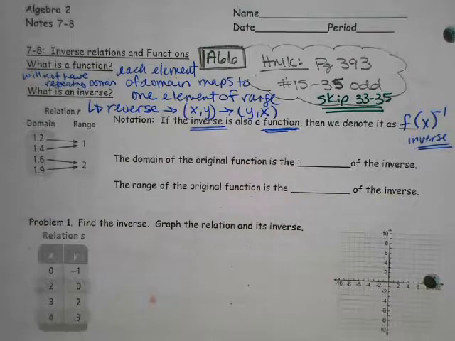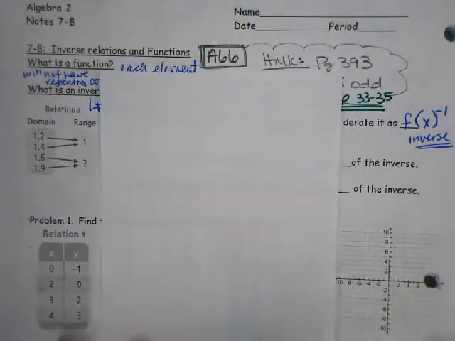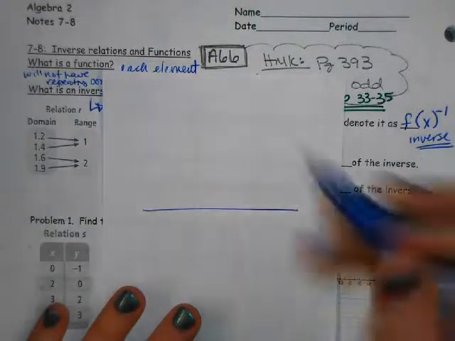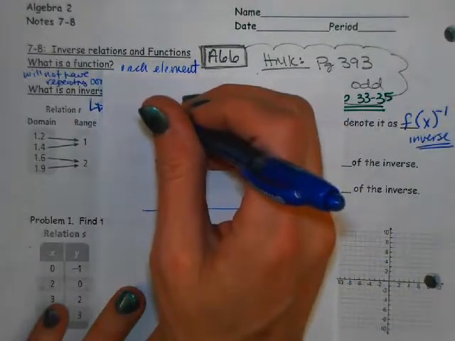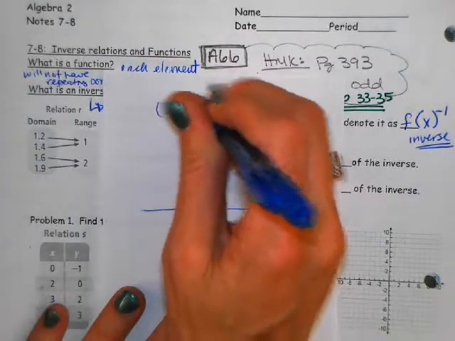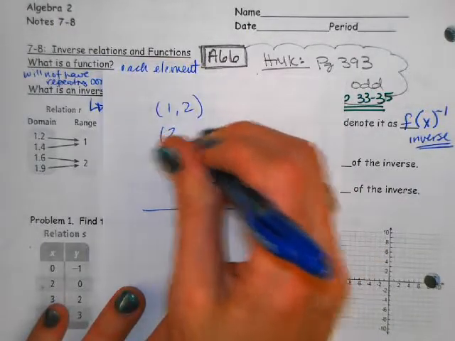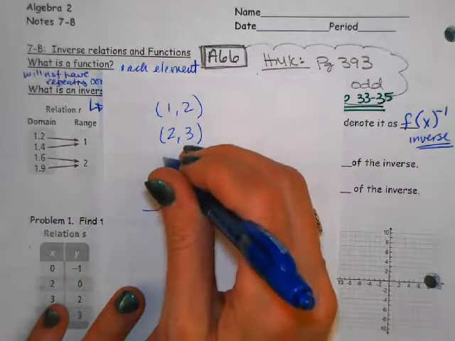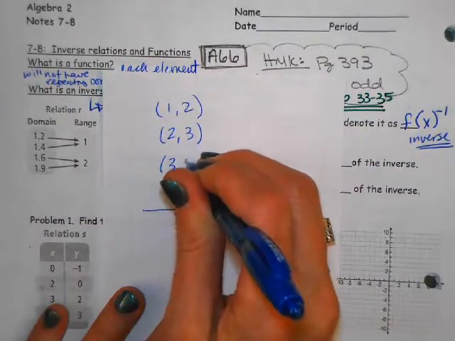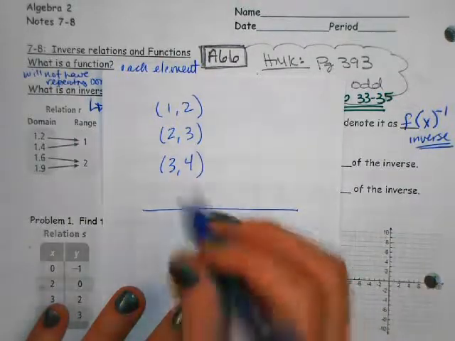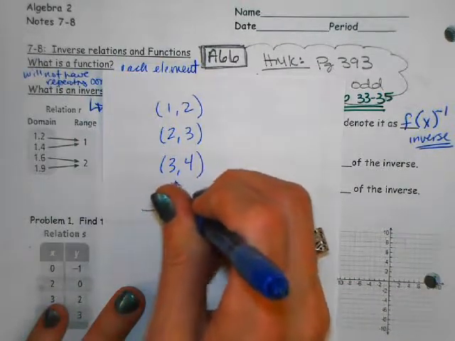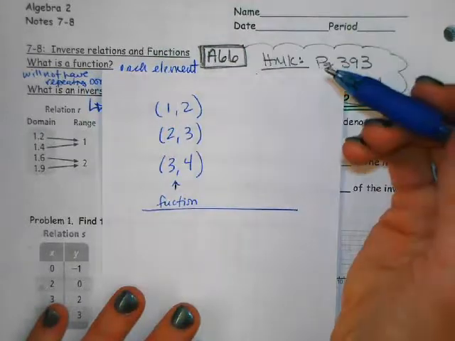So, do you mean if you can flip it and it's still different numbers? Here's an example. Let's say I have 2 points of 1 comma 2, 2 comma 3, and 3 comma 4. This is a function, right? Because there are no repeating x's, right? Yes.